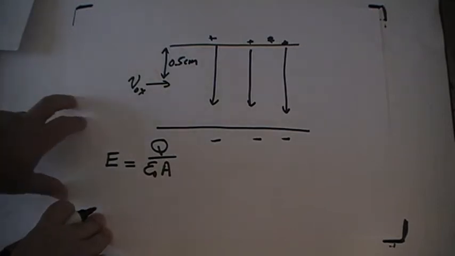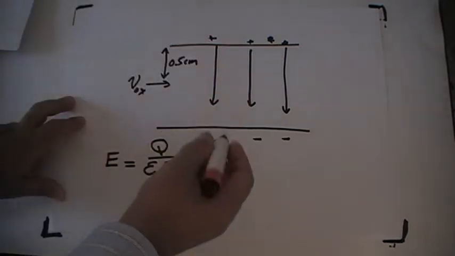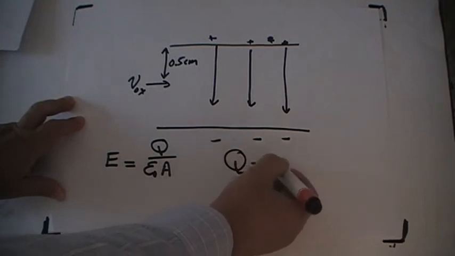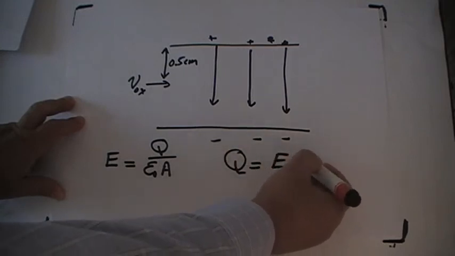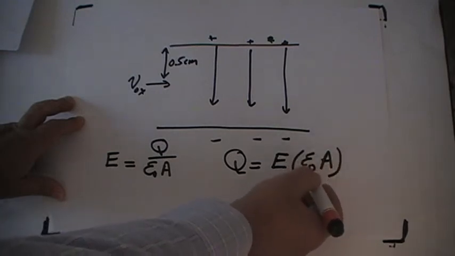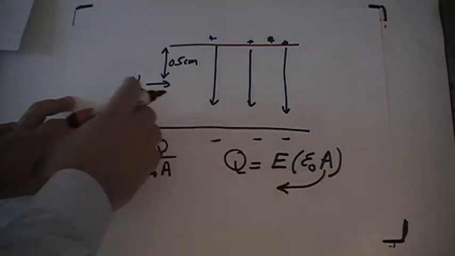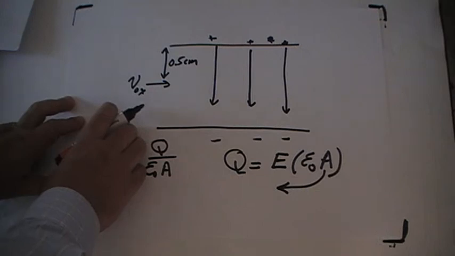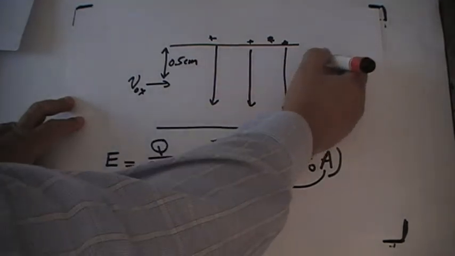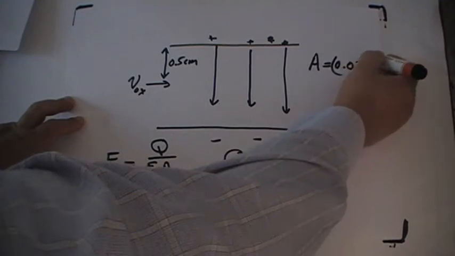So to answer the first question, since he gave me the electric field, which is 6 kilonewtons per coulomb, from here I can find Q is equal to the electric field, which is given, multiplied by epsilon naught multiplied by the area. Epsilon naught is given, the electric field is given in kilonewtons per coulomb, so I have to multiply it by the area. He told me that the length of each side of the plate is 2 centimeters, assuming it's a square. So the area is 0.02 squared.